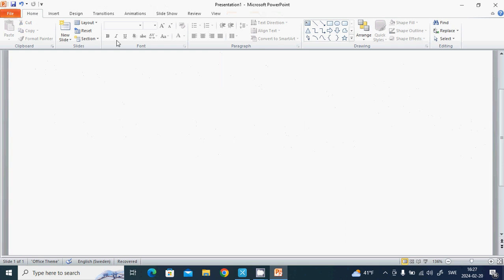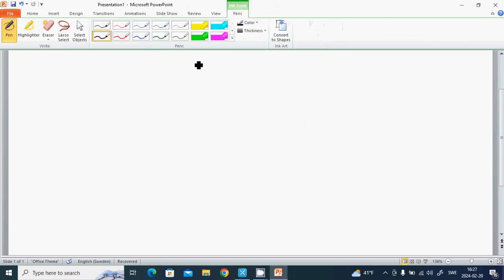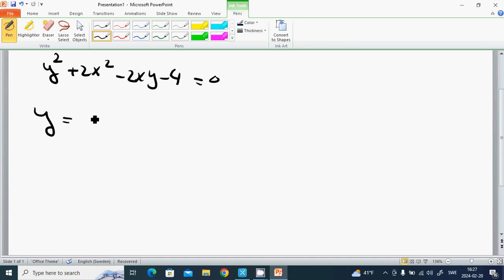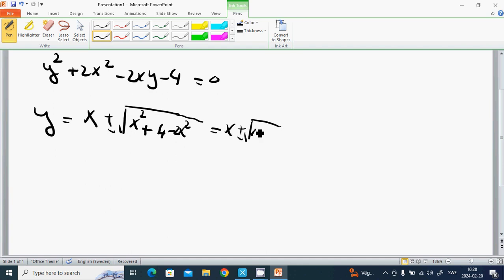The last example is very cool. We have y² plus 2x² minus 2xy minus 4 equals 0. It is two equations, two functions, and we must divide them. First, we solve for y. It is equal to x plus minus the root of x² plus 4 minus 2x², which is x plus minus the root of 4 minus x².